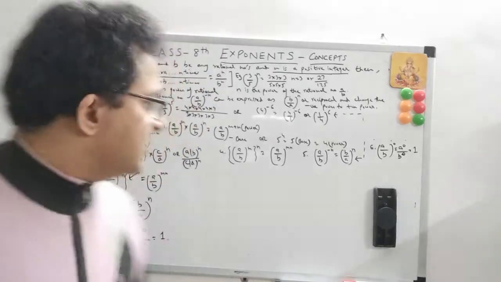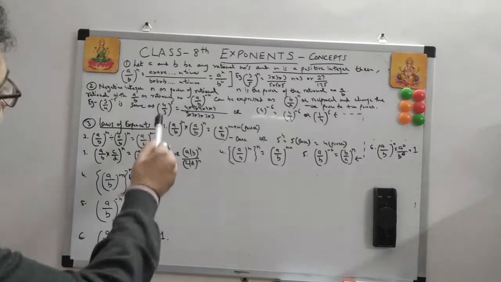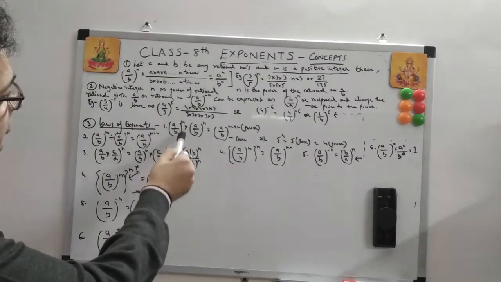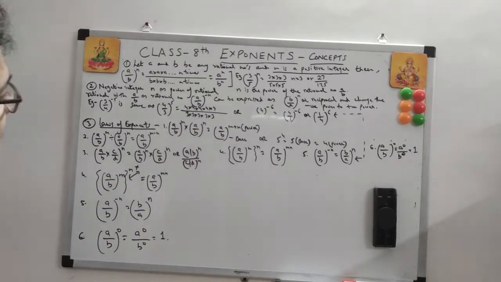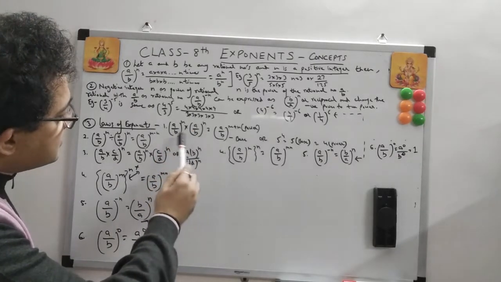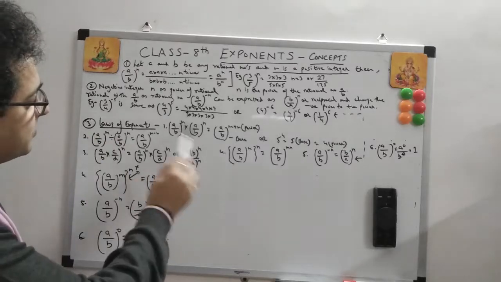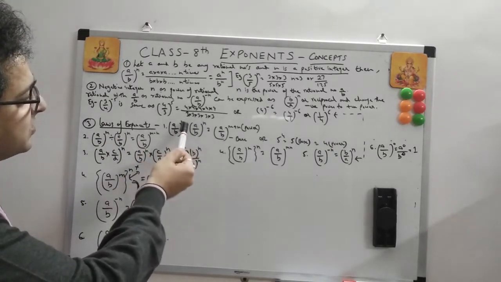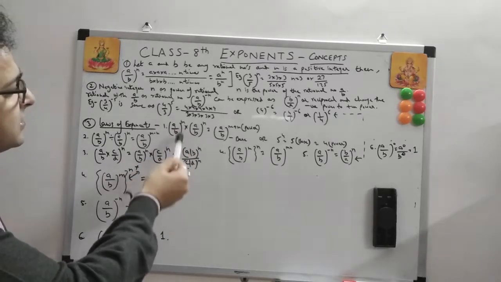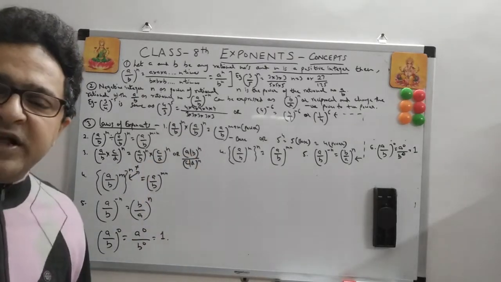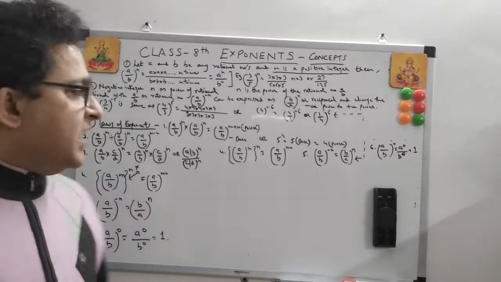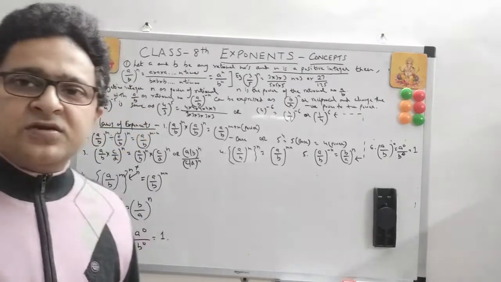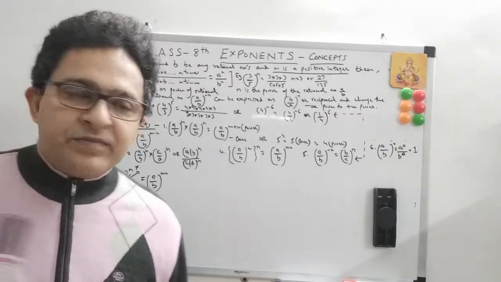Let's get started. First law, (a/b)^m times (a/b)^n. Basically this is the same base, a/b, with powers m and n. There is a multiplication sign when two of the numbers are being multiplied with different powers, right? So the powers will get added up.